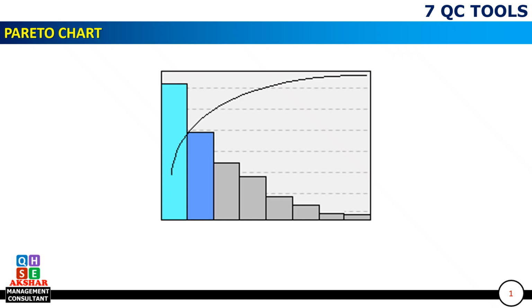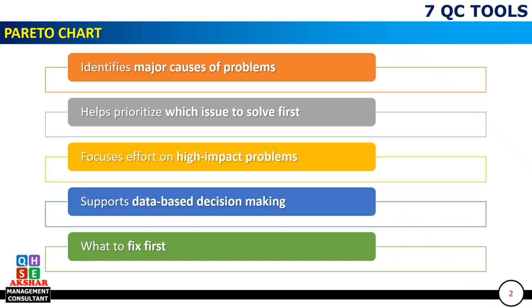A Pareto chart is one of the 7 basic quality control tools. It is a bar graph arranged in descending order with a cumulative percentage line. It is based on the 80-20 principle, that is the Pareto principle, meaning 80% of problems usually come from 20% of causes. Now, let us understand the purpose of the Pareto chart.